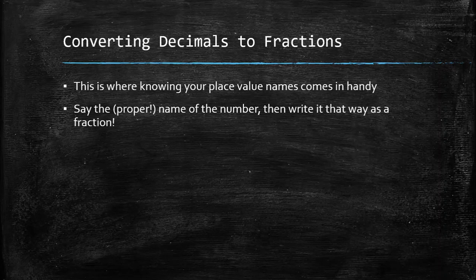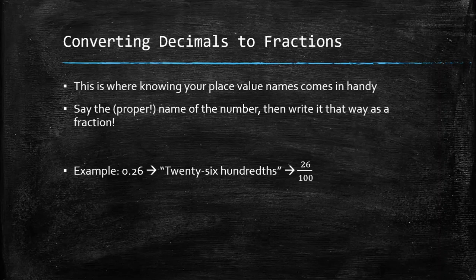So let's say the proper name of the number and then write it that way as a fraction. We're just going to write down exactly what we say. So for an example, if we've got 0.26, then if we know our place values, then we know that we've got tenths and we've got hundredths. So we can call this 26 hundredths. Well, we can write that as a fraction. 26 hundredths is 26 over 100. So we're going to write it down exactly like that.